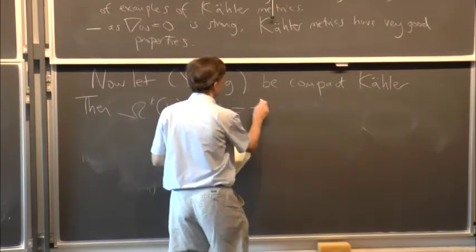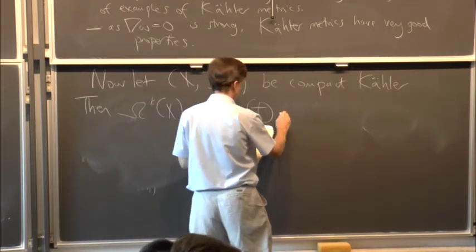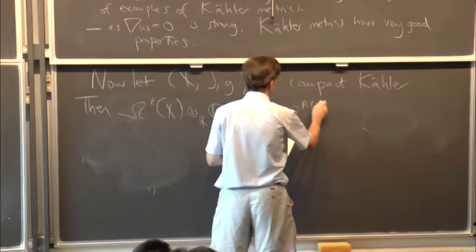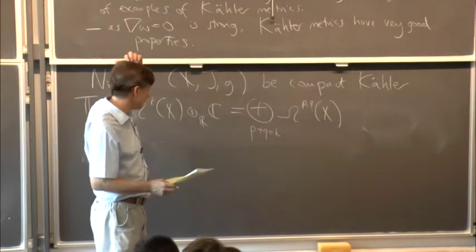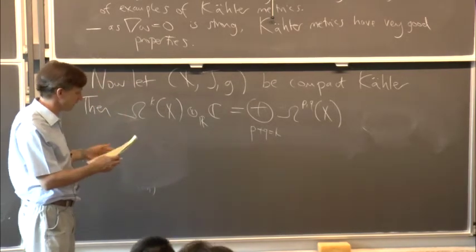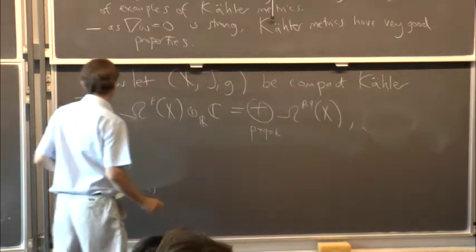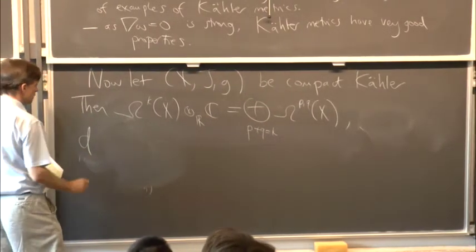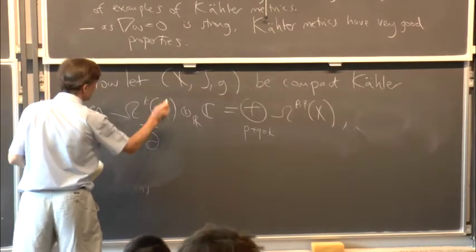These then become the direct sum over all p plus q equals k of the (p,q)-forms on X. So the vector space of k-forms is the direct sum of the vector spaces of (p,q)-forms. That's true on any complex manifold. And we can also split the de Rham differential, Roman d, as ∂ plus ∂-bar.